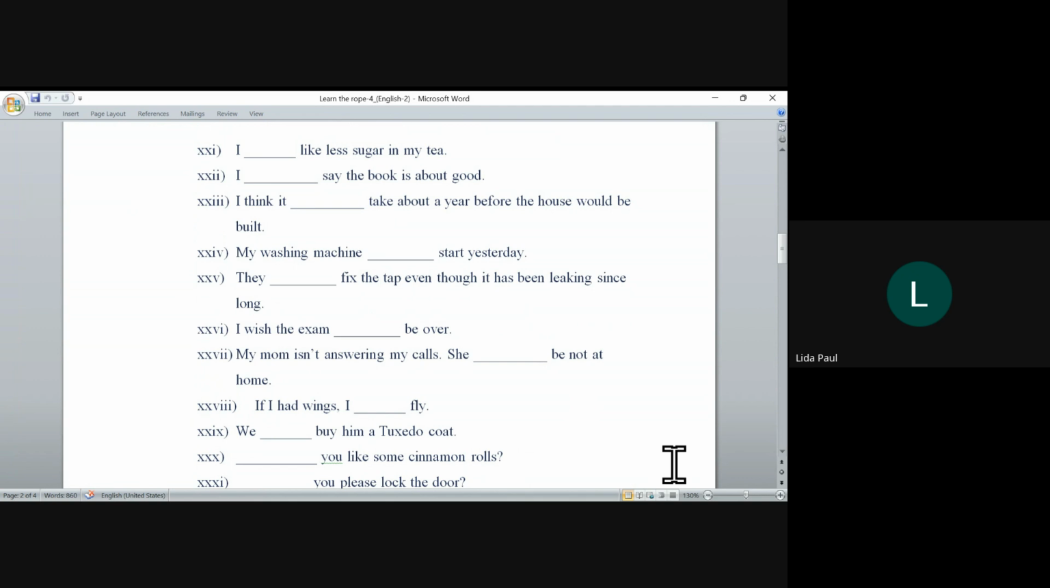Okay, 25th one, similar idea. They wouldn't fix the tap even though it has been leaking since long. Again, a flavor of refusal. Somebody has denied or refused to do something. Denial and refusal more or less the same, and they take the negative form of the modal verb, wouldn't. So both 24 and 25 take the modal verb would with the negative contraction, wouldn't.